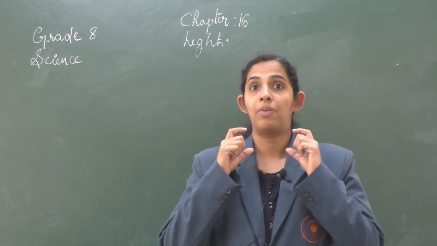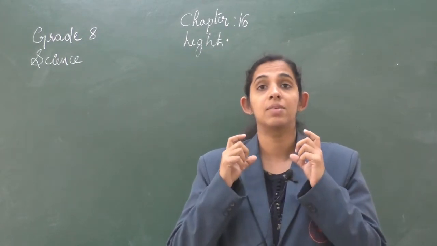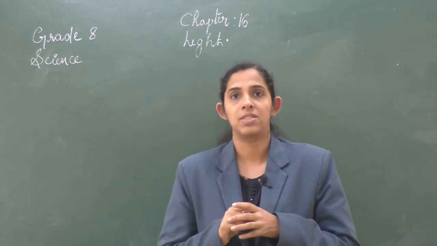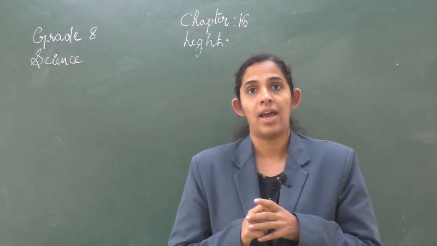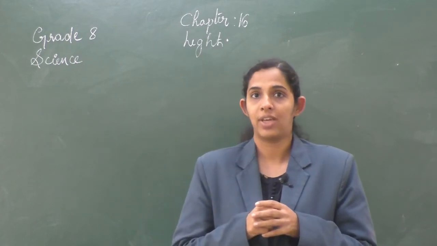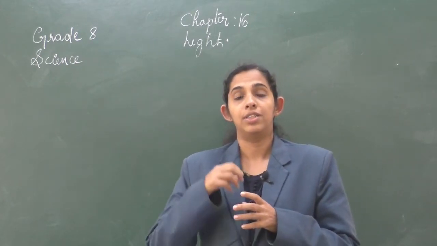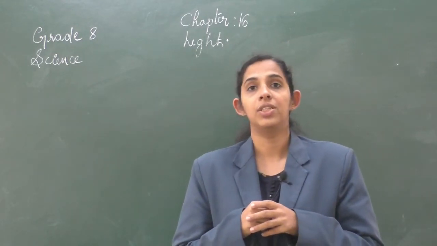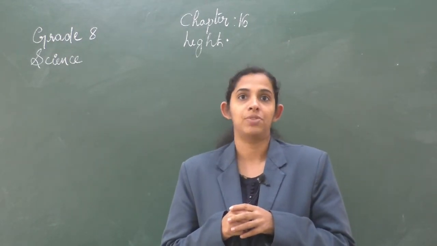Next, we have discussed the mechanism of vision in human beings. And we have discussed two terms there, that is power of accommodation as well as persistence of vision. And in the last section of the chapter, we have discussed the different kinds of aids used by visually impaired people. Yes, children, let us see the mind map of the chapter in detail.